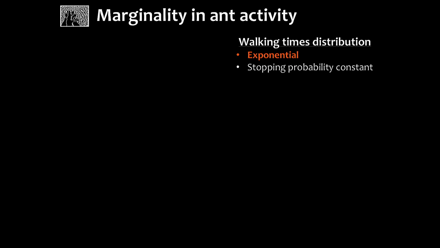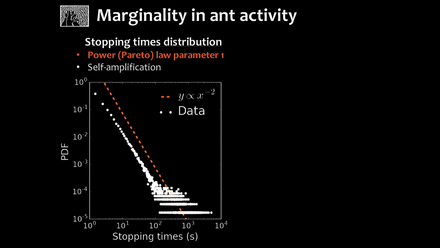The first one is on the ant activity. So the ant has an active period when it's walking and an inactive period when it's stopping. Just to let you know, I have found that while walking, the ant has a constant probability to stop, so nothing new. What is interesting is the stopping time distribution. It's a power law of parameter 1.